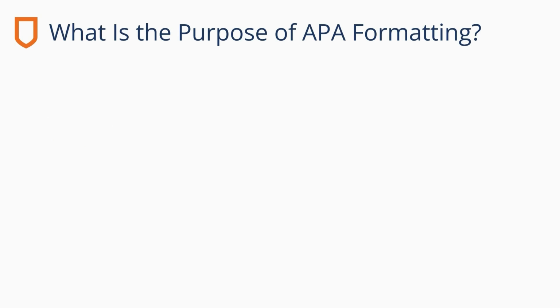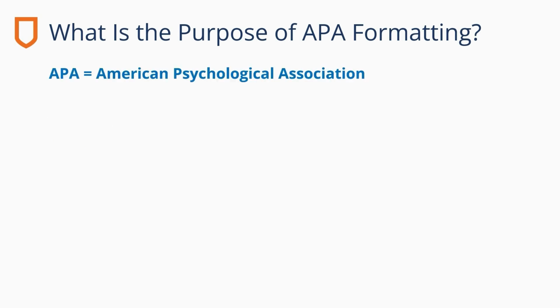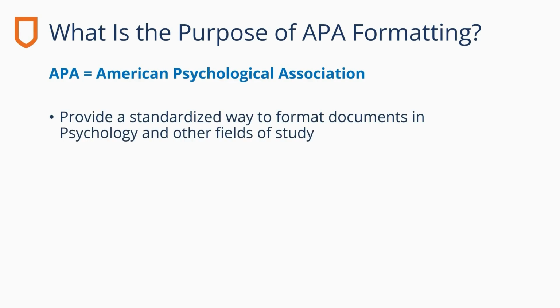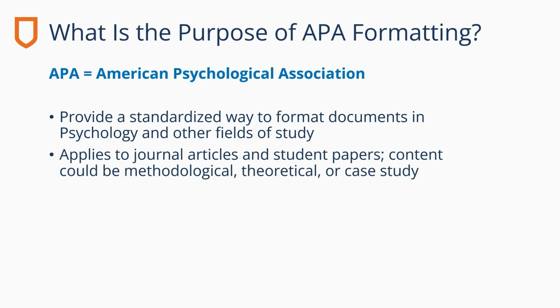So why do you have to use APA style? Well, first of all, APA stands for American Psychological Association, and they've put together their own guidelines on formatting to provide a standardized way to format documents in psychology and many other fields of study. These guidelines can apply to anything from journal articles to student papers, and they're flexible, so content could be methodological, theoretical, or case study. They've really tried to make it a flexible style so it will fit all these different types of academic papers. I find that the headings, which we'll talk about, are one of the things that make it so flexible.